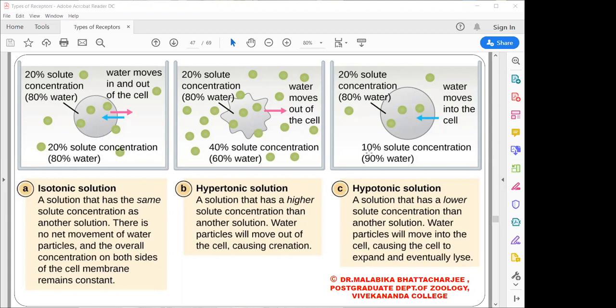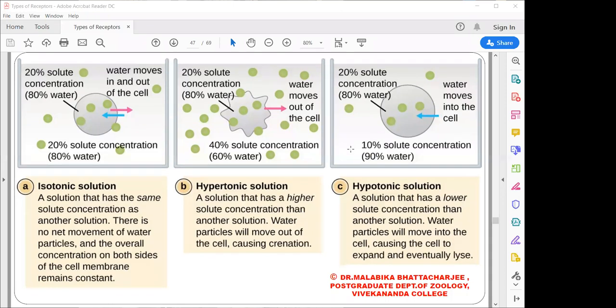When we say that the cell is placed in a hypotonic solution, then we have to assume that the solute concentration of the surrounding is much lower than that of the interior of the cell. Here also, the solvent particles through osmosis will move from a region of higher concentration, that is the outside of the cell, to the region of lower concentration, that is the interior of the cell. So if we continuously allow water to infiltrate in, that will ultimately result in lysis of the cell. So these are the three basic tonicities of solutions that are normally observed.